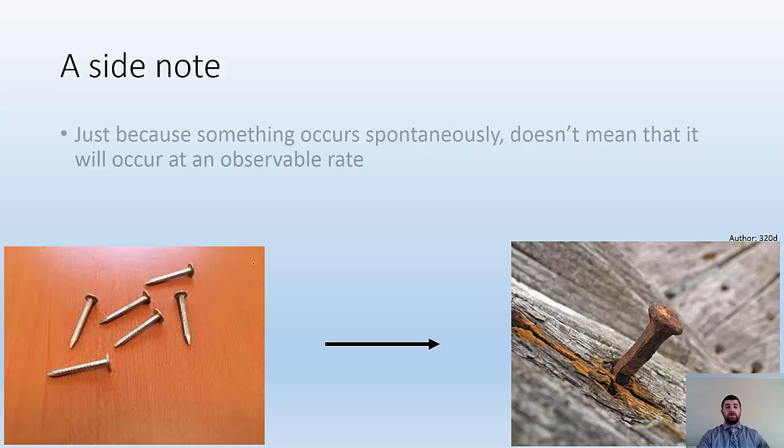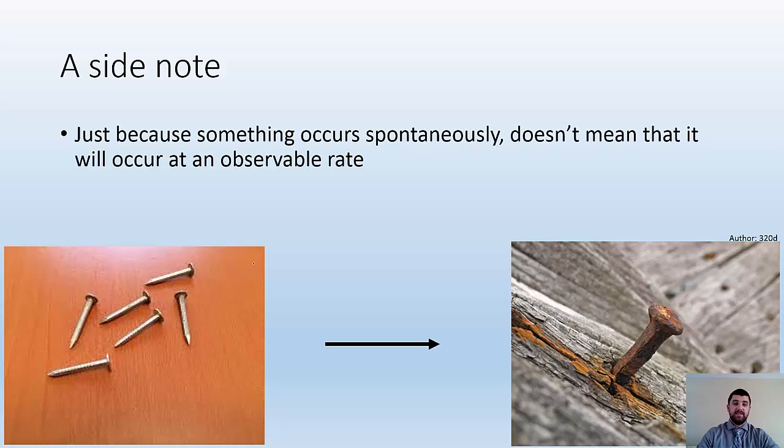All right. A side note, just because something occurs spontaneously doesn't mean that it will occur at an observable rate. We've done nothing to determine how fast a reaction will occur. We're just saying if it will occur spontaneously. Maybe really, really slow, maybe really fast. We've said nothing about that. Just like rusting of a nail. You put a nail on a table, it's going to be rusting. You're not going to be able to observe it, but you come back in a decade or so and you'll see that it has rusted.